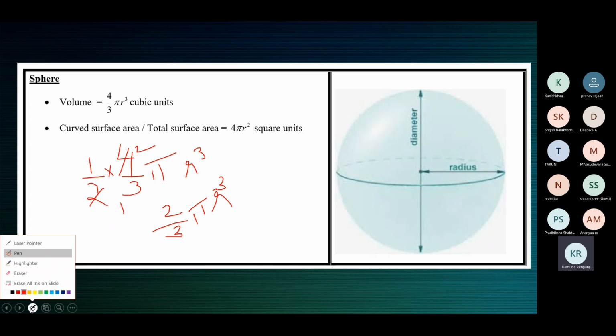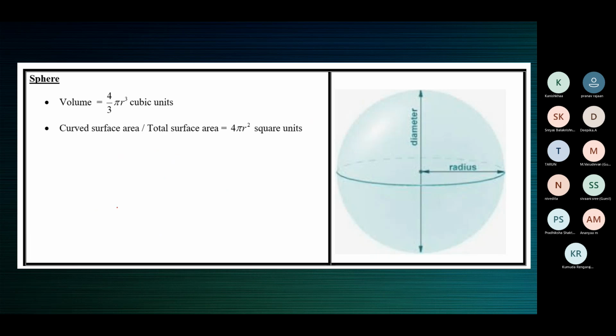Show you again. The volume of a sphere is 4 by 3 pi r cube. Hemisphere is half of it. So it will have half the volume. Half of 4 by 3 pi r cube.